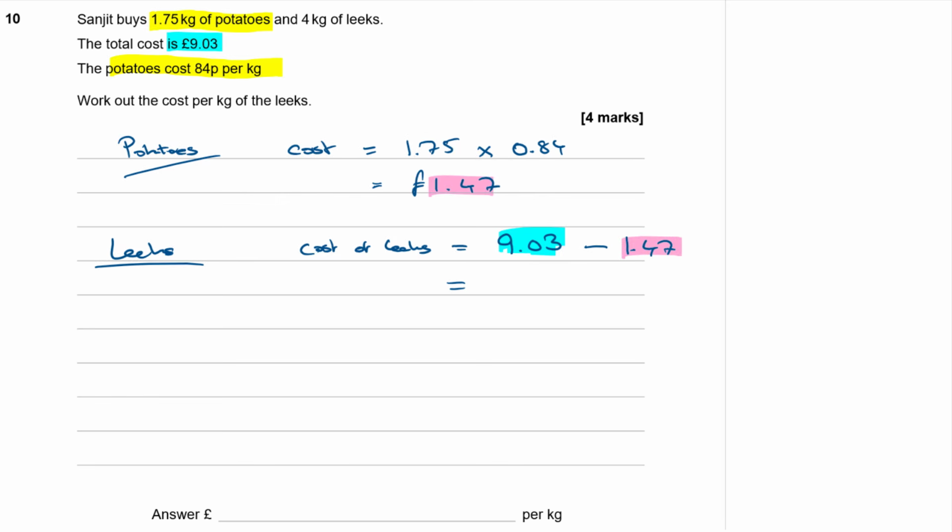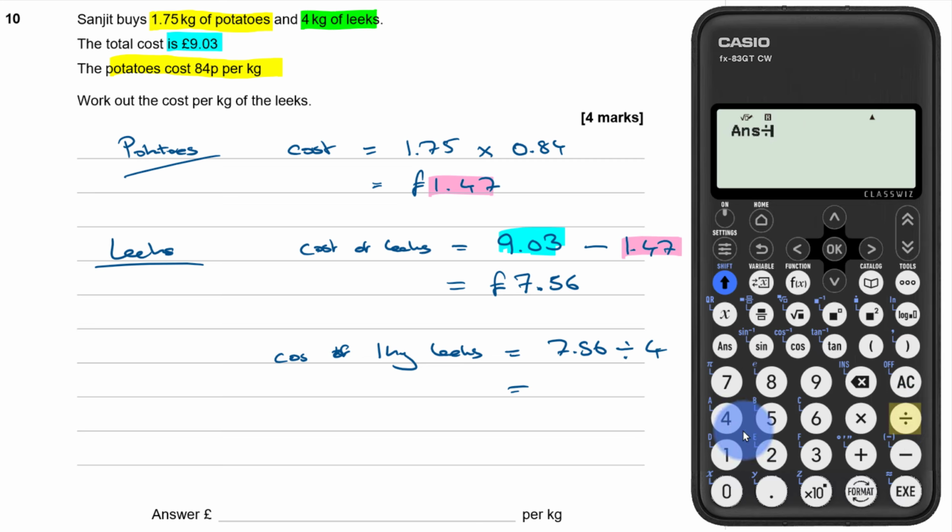£7.56. We also know that there were 4 kgs of leeks, so we know that 4 kilograms of leeks cost £7.56. So the cost of 1 kg leeks, what's that going to be then? It's going to be the £7.56 that they cost divided by the 4 kg that we bought. So I just need to divide my last answer by 4, and that's giving me £1.89.